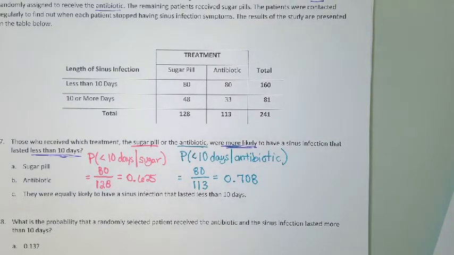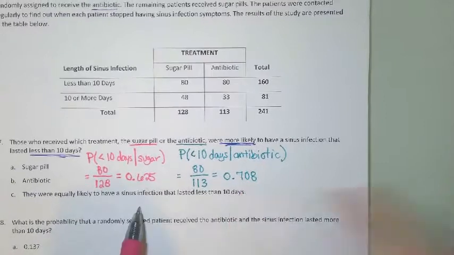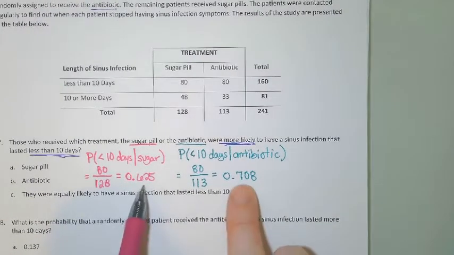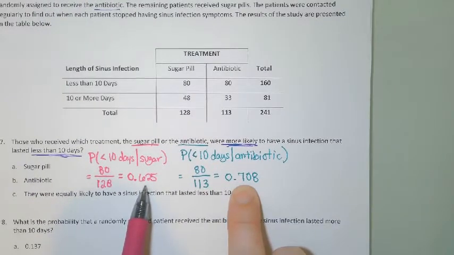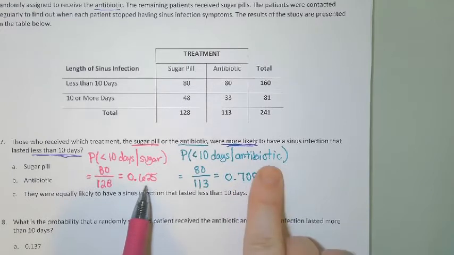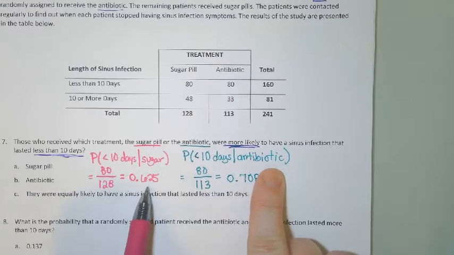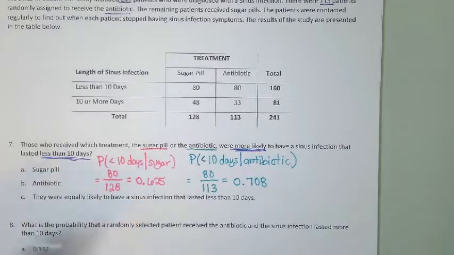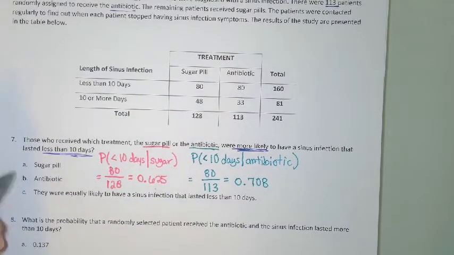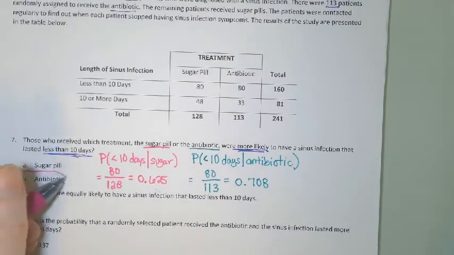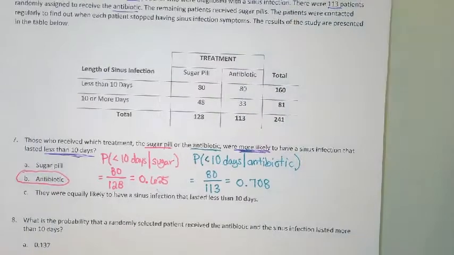And in this case, if we compare our two values, 0.708 is larger, so it would be our antibiotic group that would be more likely to have a sinus infection lasting less than 10 days. So the answer for question 7 is B.